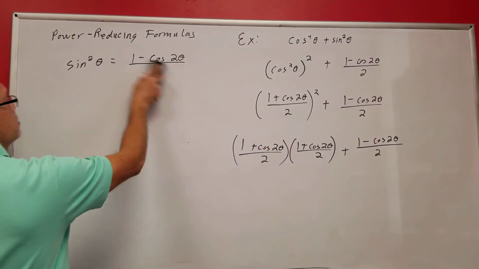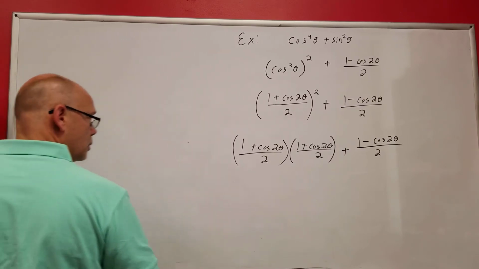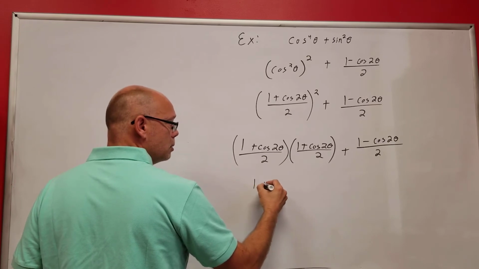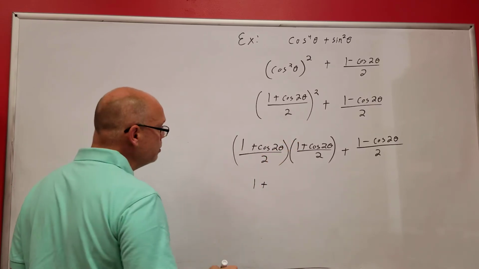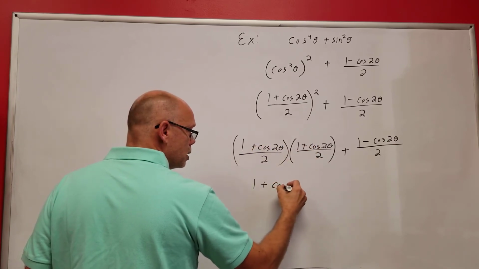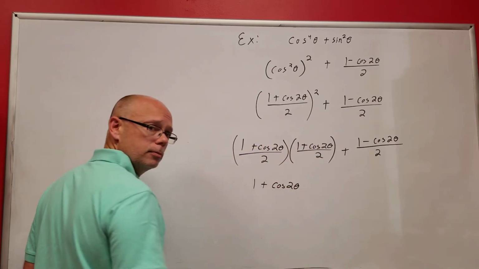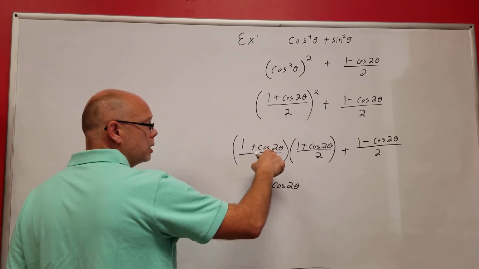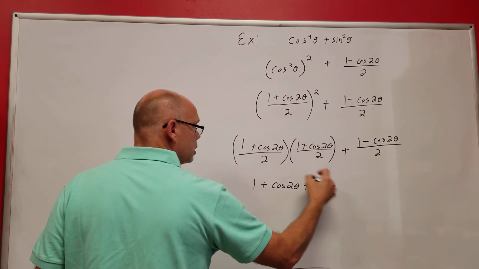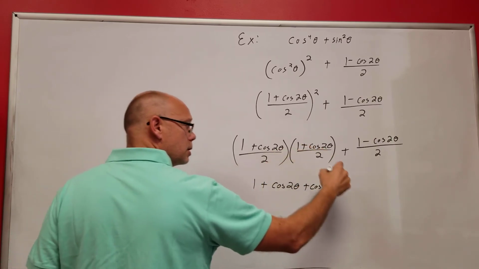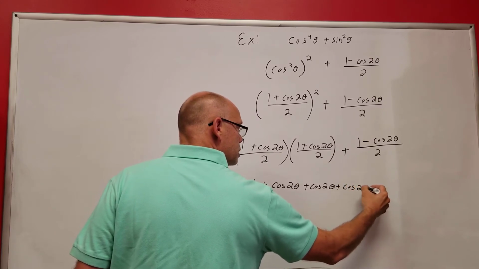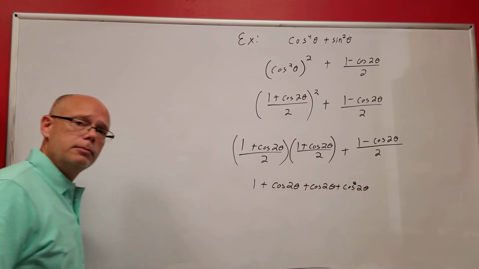Erase this. I'm going to need some room over here. Alright, so what happens if I multiply this stuff out? I get 1 plus, this is just what? Multiplying two binomials, so 1 times 1 is 1. 1 times the cosine of 2 theta is cosine of 2 theta. Now, cosine of 2 theta times 1 is cosine of 2 theta. And cosine of 2 theta times cosine of 2 theta is cosine of 2 theta squared, right?